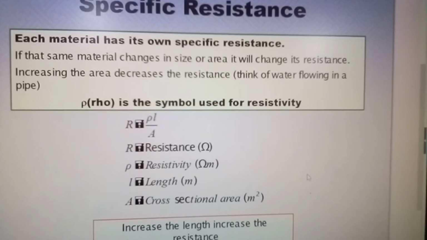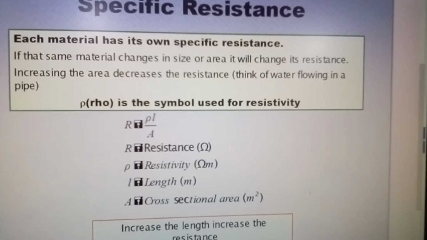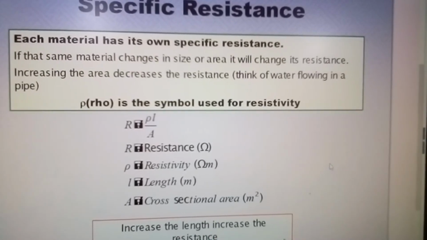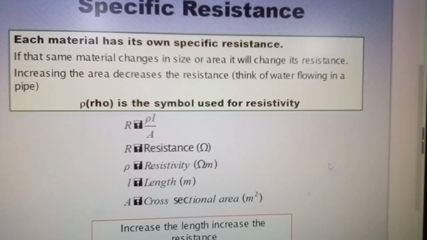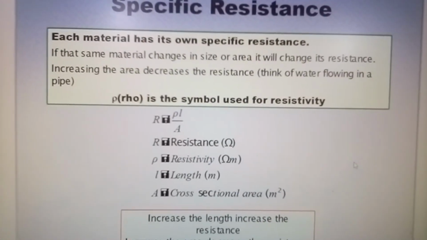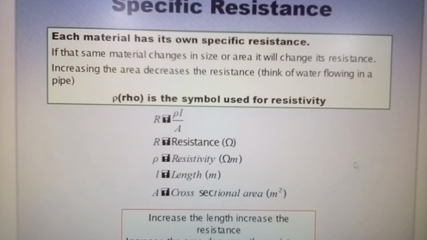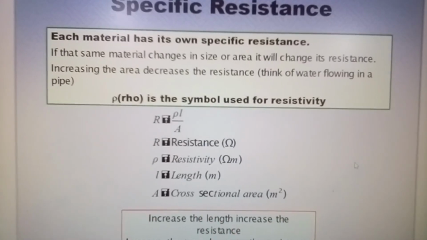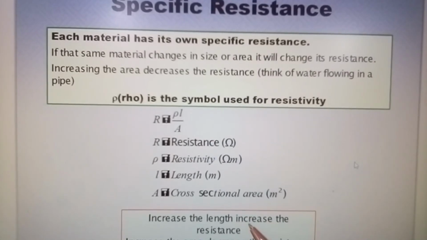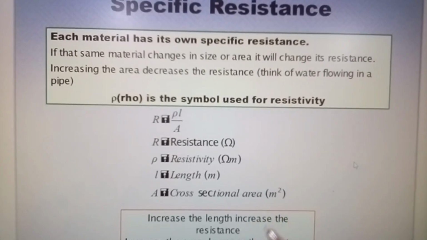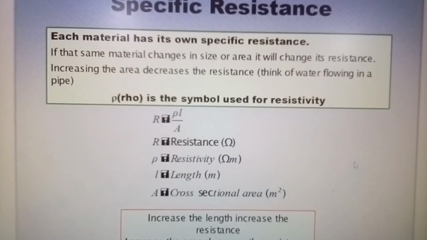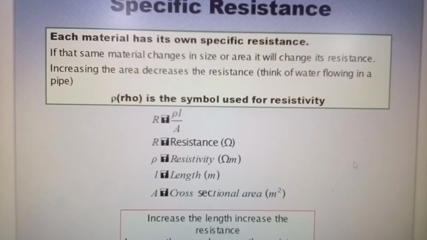Increase the length, increase the resistance. Now, if I was going to use 1.5 millimeter cable over 10 meters, that would have a specific resistance. If I then wanted to double the distance and make it 20 meters, therefore that resistance will also increase. So rather than use 1.5 millimeter cable, I might decide to use 2.5 or go up to 4 mil, depending upon what I was installing.